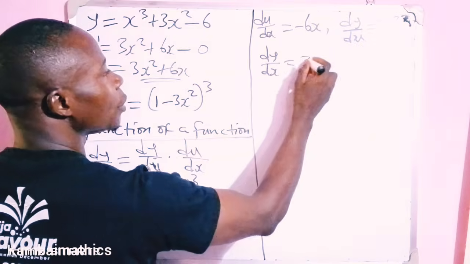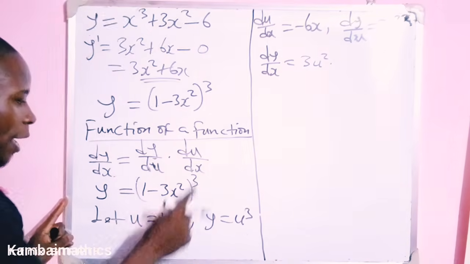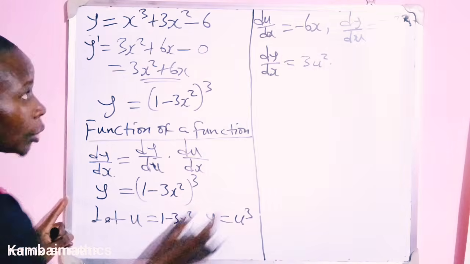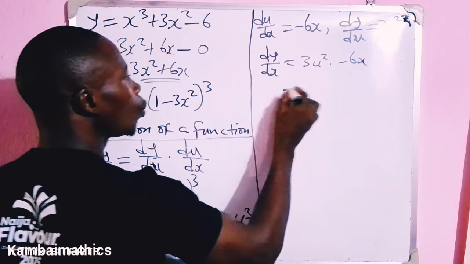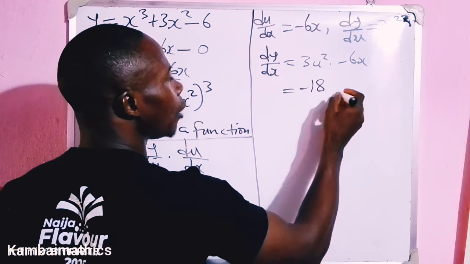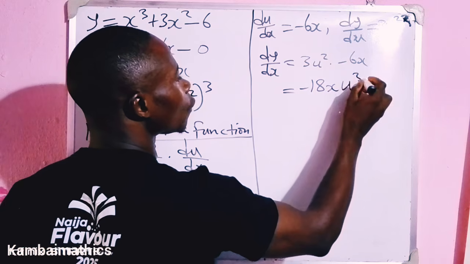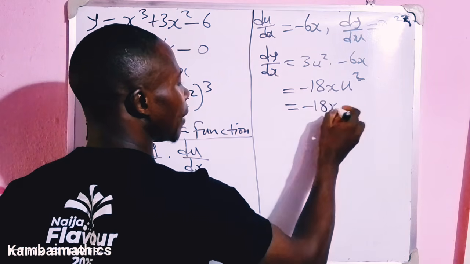So this will be 3u raised to the power of 2 times our du/dx, which is this one. So this is minus 6x. So we multiply this one, which will give us the same thing as 6 times this will give us 18, and then we have x u raised to the power of 2. So finally, this will be minus 18x in bracket.